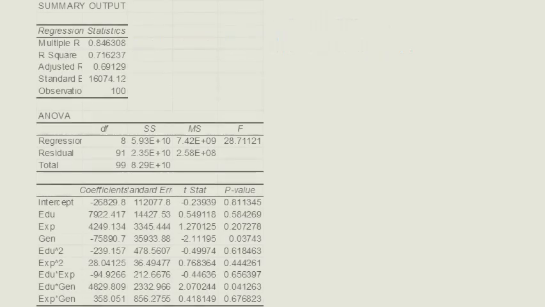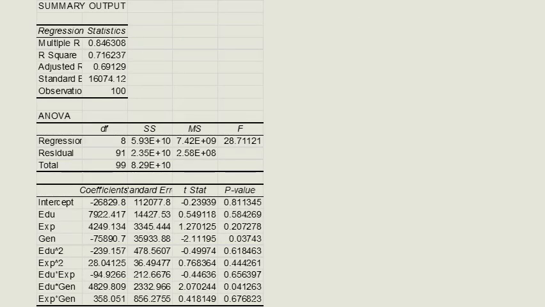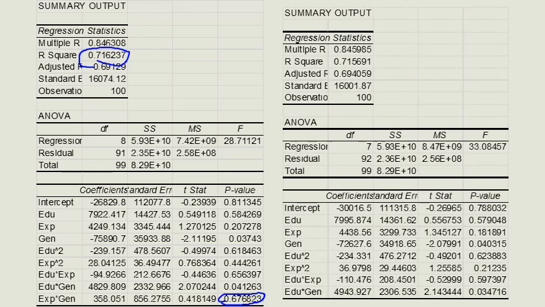Okay, here is the regression output for the full model that I showed a minute ago. Before we move on, I just want to point out that r squared is equal to 0.716. So the model has a moderately good fit. We need to find the variable with the largest p-value and remove it first. The largest p-value belongs to the interaction variable experience times gender. So we remove that variable and redo the regression to get this output.